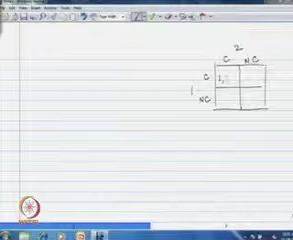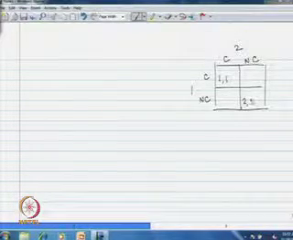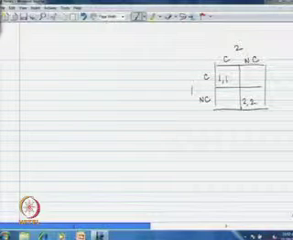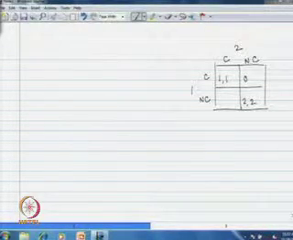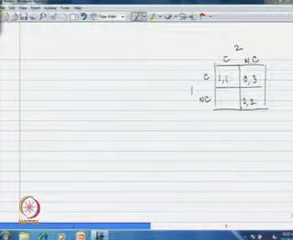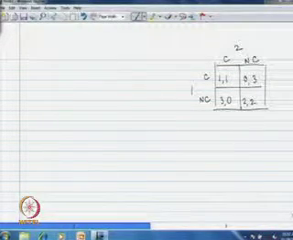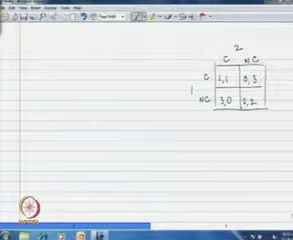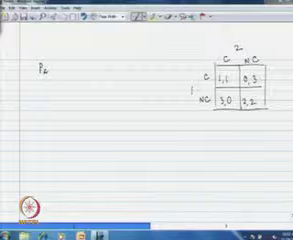So, CC payoffs are 1 1, NCNC payoffs are 2 2. CNC payoff in the original game was 3 0, now it will become 0 3, and NCC payoff which was 0 3 in the original game now will become 3 0. So, this is the payoff matrix.